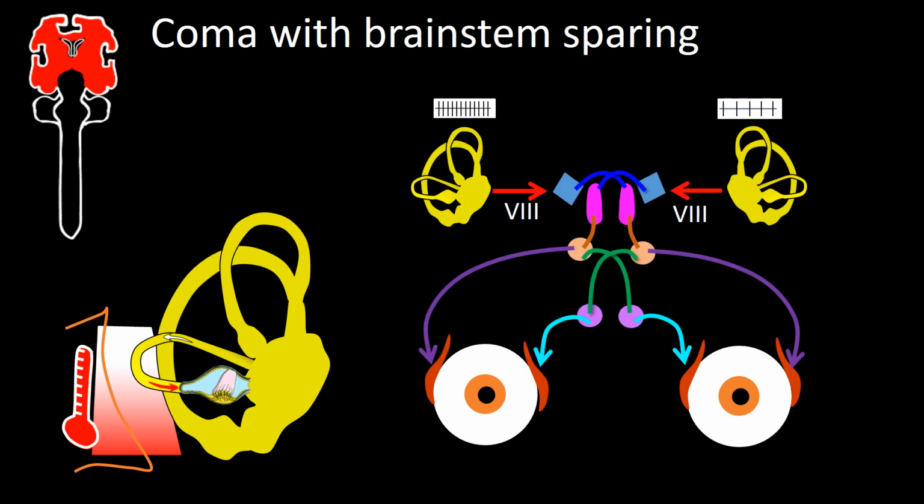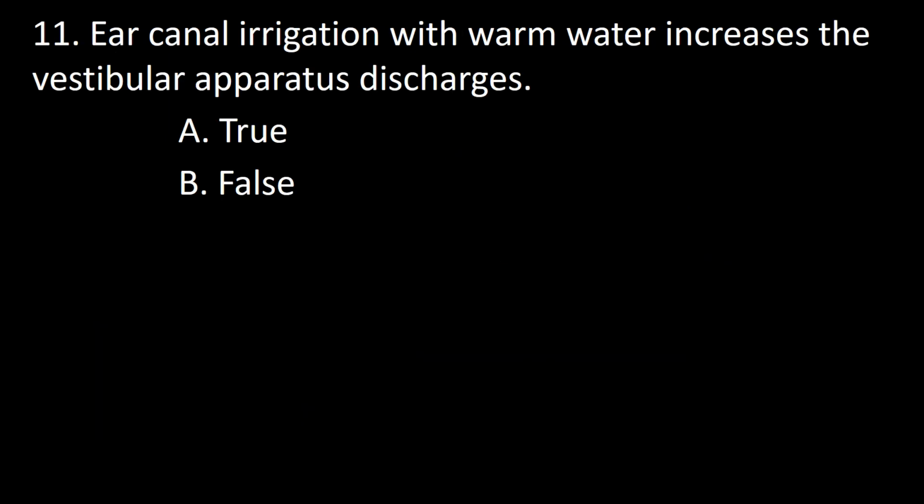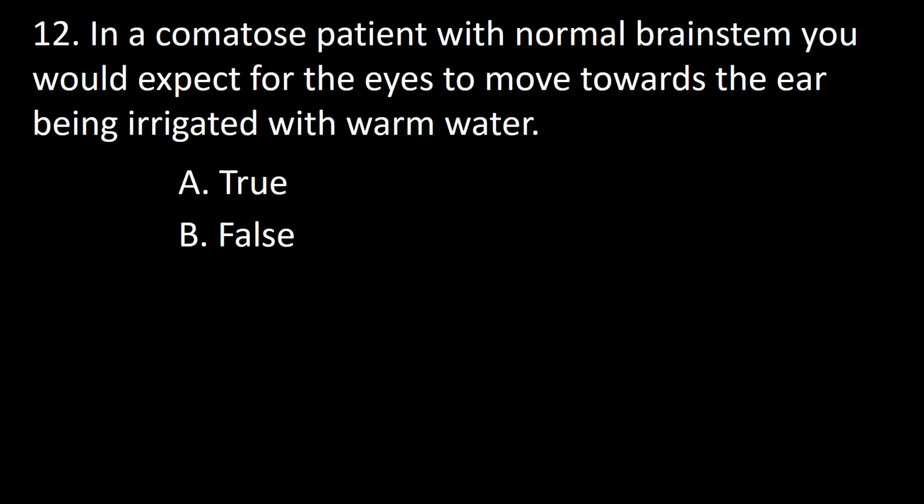I have now added the brainstem vestibular ocular system concerned with lateral eye movements to indicate the increased discharge rate produced by warm water irrigation of the external ear canal. So the answer to this question is true. Next question. In a comatose patient with normal brainstem, you would expect for eyes to move towards the ear being irrigated with warm water. A true, B false.